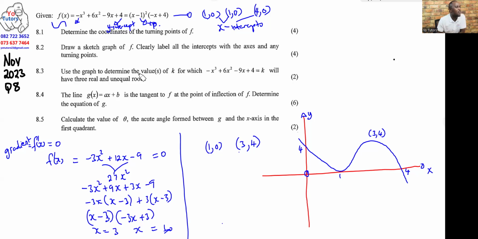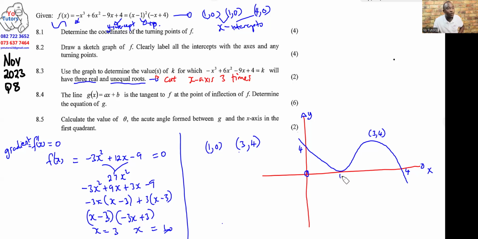Use the graph to determine the values of k for which negative x cubed plus 6x squared minus 9x plus 4 is equal to k will have 3 real and unequal roots. So what does this mean? It means that your graph must cut the x-axis 3 times. That's what it means. So these are roots where it cuts the x-axis 3 times, and they must be different.